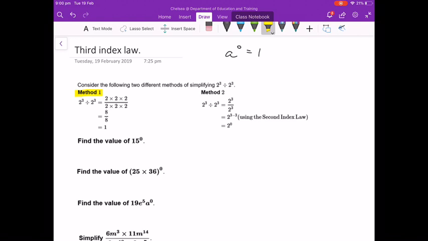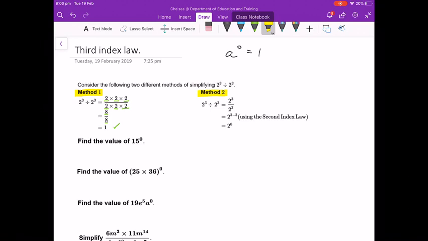It has 2 to the power of 3 divided by 2 to the power of 3. And they've obviously expanded them. Now 2 times 2 times 2 equals 8, and 2 times 2 times 2 also equals 8. And we know that 8 divided by 8 is 1. So that's how method 1 works.